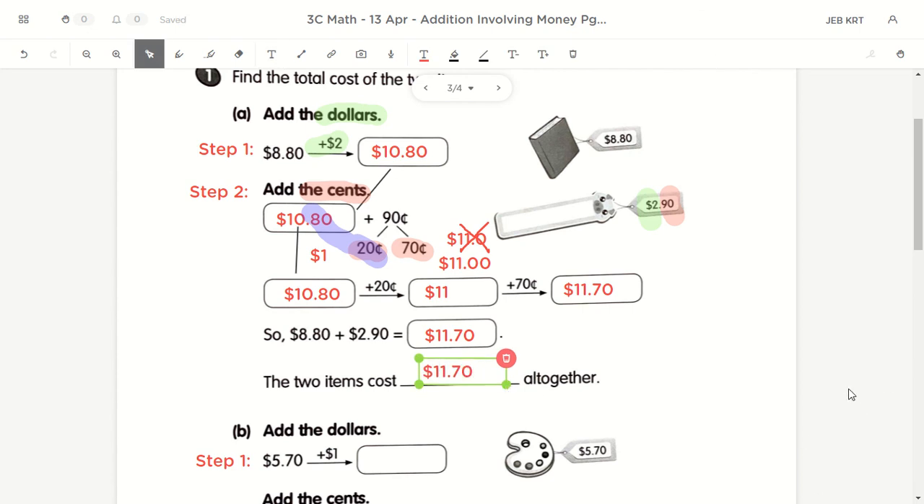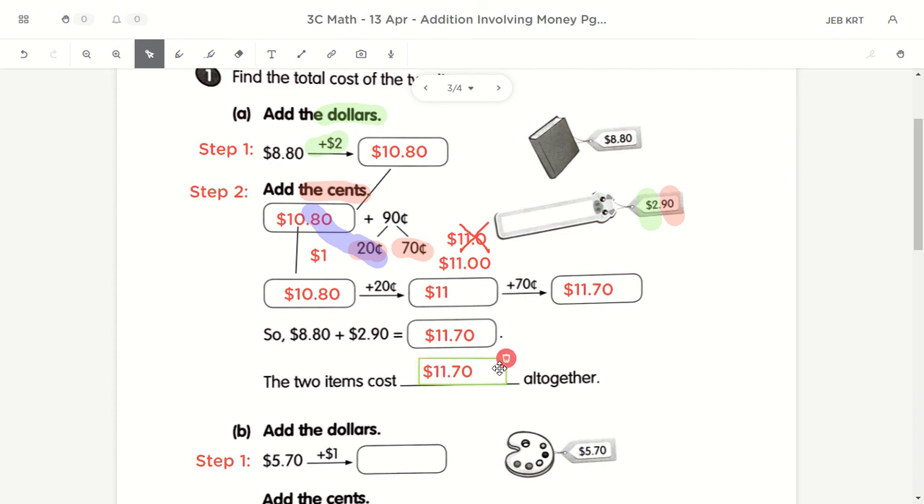Alright, so let's run through everything again. Same thing, you add the dollars first. So $2 plus $8 give you $10, and the 80 cents just leave it. Now we have to add the 90 cents in, and we know that it will involve regrouping. So I use number bond, I break it into 20 and 70. Why not other combinations? Because 20 and 80 give me the $1. It's easy to add. So $10.80 plus the 20 cents over here, I get $11. $11 plus the 70 cents here, I get $11.70.